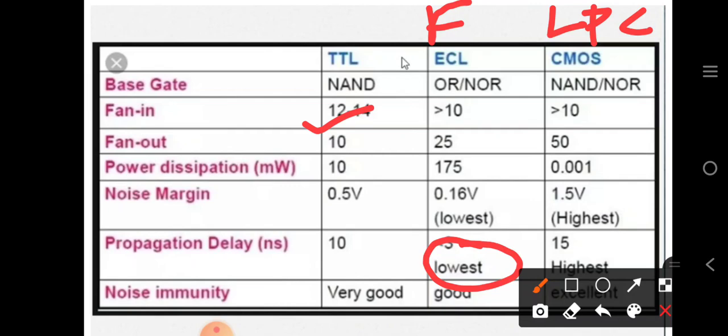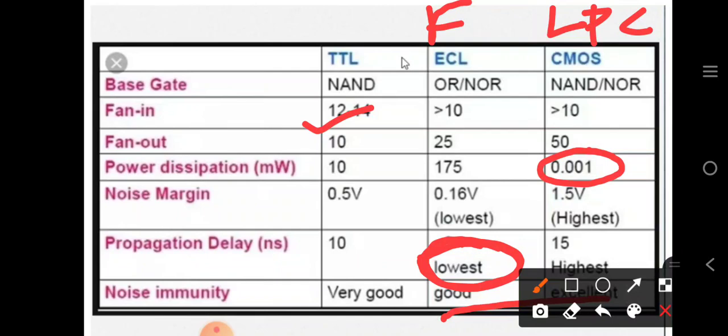The last point is noise immunity. It is very good in TTL. It is comparatively less in ECL, so we have written good here, and it is excellent in case of CMOS. So if you see from the table, the power dissipation is least in CMOS, the propagation delay is lowest in ECL, and the noise immunity is excellent in CMOS.